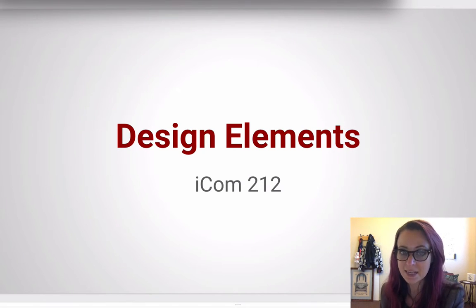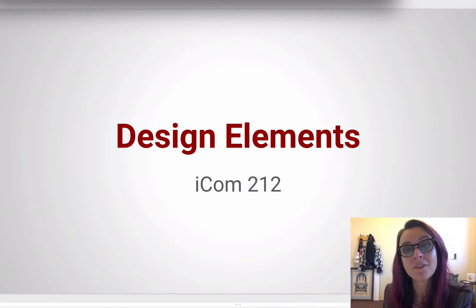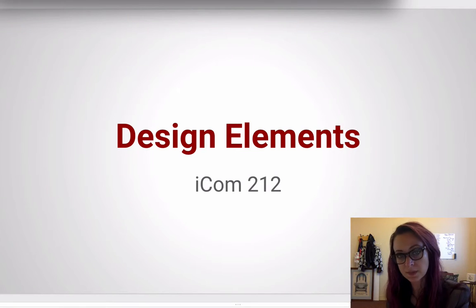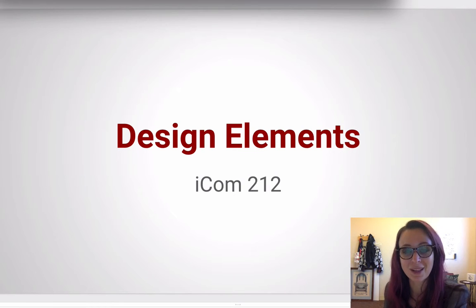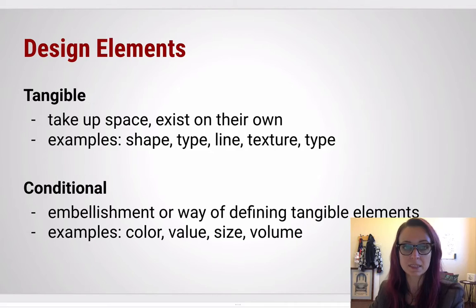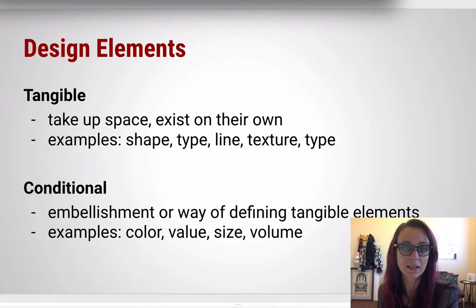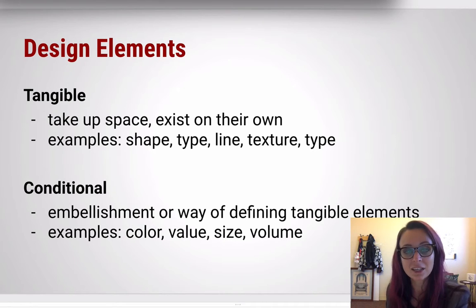The design elements are the basic building blocks of a visual composition. The elements themselves and their relationships to one another imply meaning. That's a statement that should be familiar to you if you've been following along with the class so far. Design elements consist of tangible elements: shape, space, line, texture, and type; and conditional elements: color, value, size, volume.